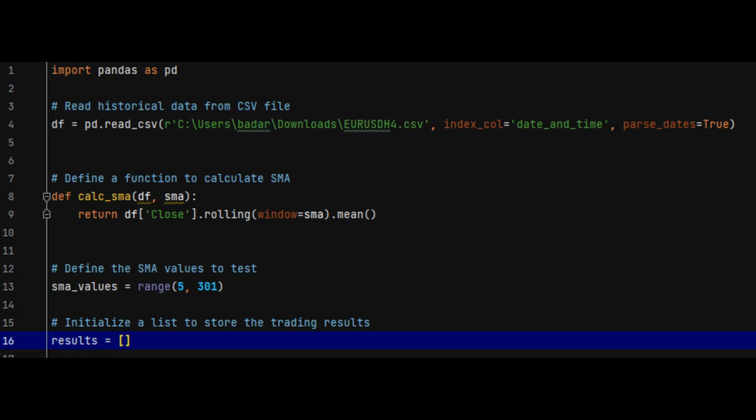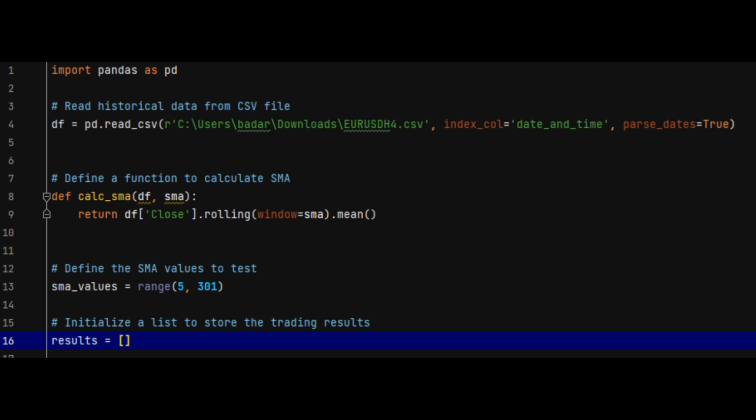This trading strategy imports historical data from a CSV file. The historical data is the 4-hour Euro USD currency pair. The strategy then uses Python to loop through multiple combinations of SMA values. It backtests the strategy for each combination of the simple moving average.